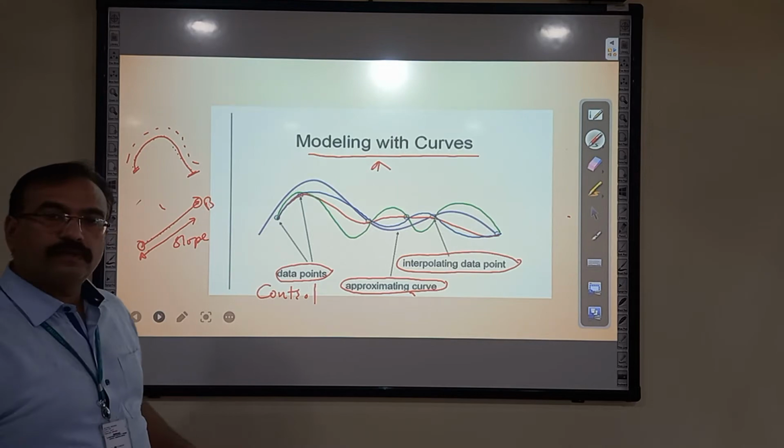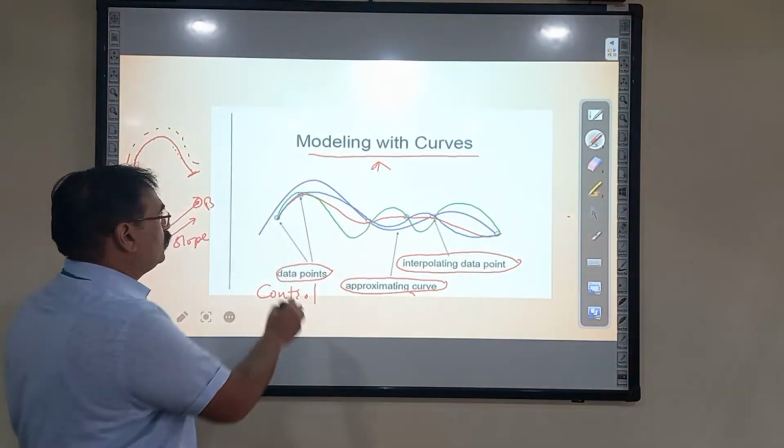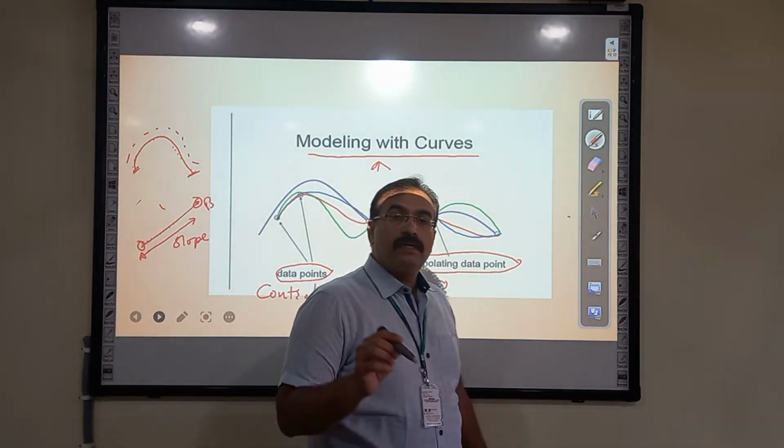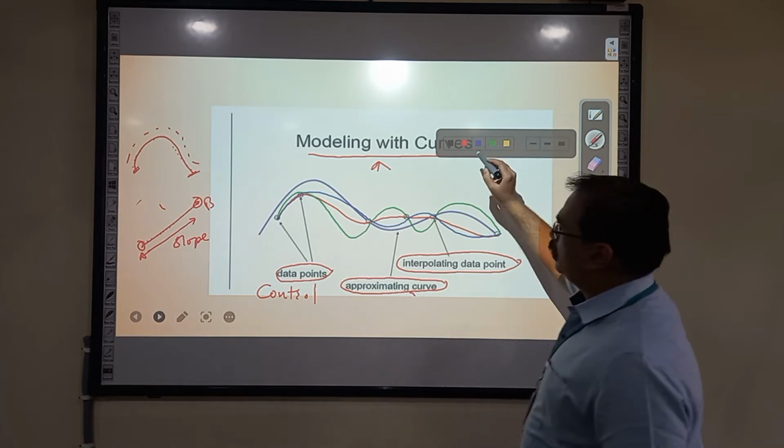This kind of curve. So the same data points can generate a number of curves. So these data points are known as control points of that particular curve.